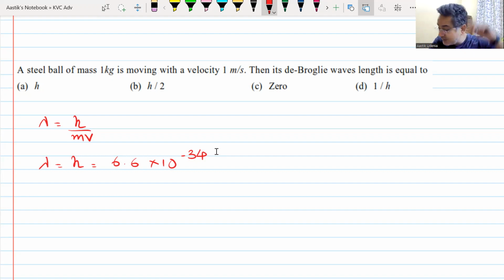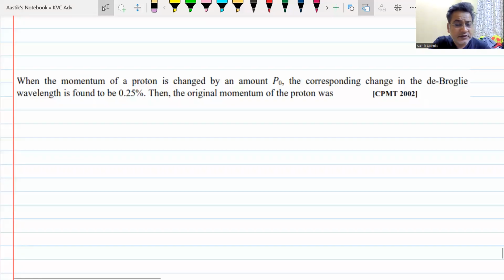Then this is the next category of question that can come. The question that asks you the percentage error or percentage change or this or that. When the momentum of a proton is changed by an amount P naught, the corresponding change in the de Broglie wavelength is found to be 0.25%. What is the original momentum of the proton?